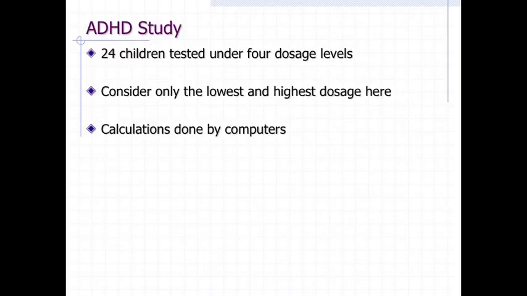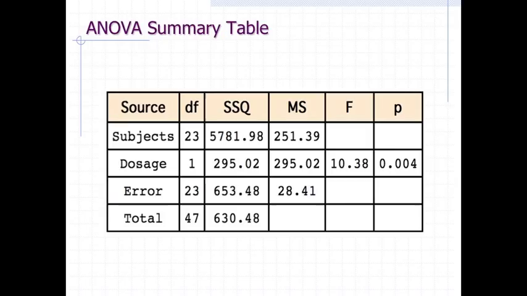The details of the computations are relatively unimportant since they are almost universally done by computers. Therefore, we jump right onto the ANOVA summary table shown here. The first source of variation, subjects, refers to differences among subjects. If all the subjects had exactly the same mean across the 2 dosages, then the sum of squares for subjects would be 0. The more subjects differ from each other, the larger the sum of squares subjects.